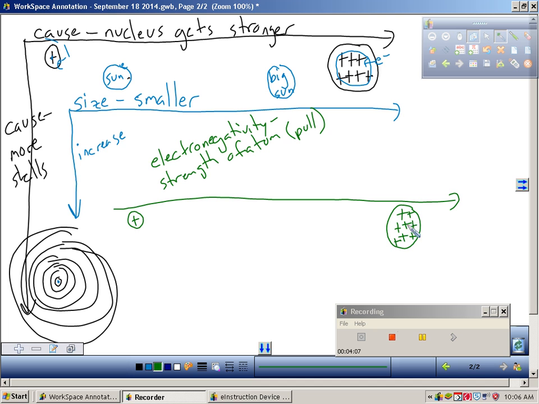Well, the bigger the nucleus, the stronger the atom. So we'd say this one has a greater electronegativity or a greater strength. So our electronegativity increases as we go across. Bigger nucleus, stronger pull, stronger atom.